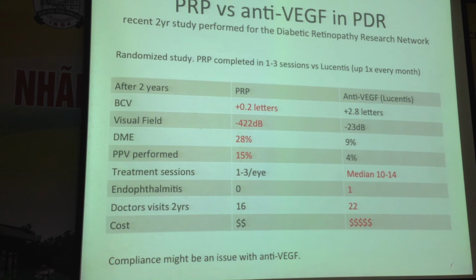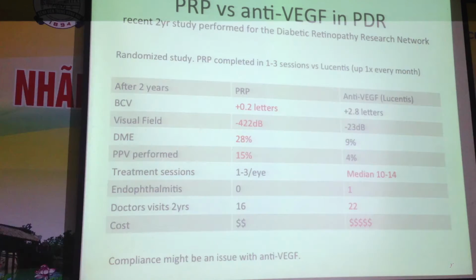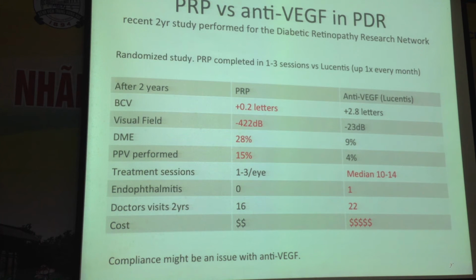Now I must state, these studies were done with a compliant group, so no dropouts, etc. This is extremely important. In order to be able to compare these two groups, you must know that the compliance in the second group, the anti-VEGF group, was maximum. So there are no dropouts and no surprises there.